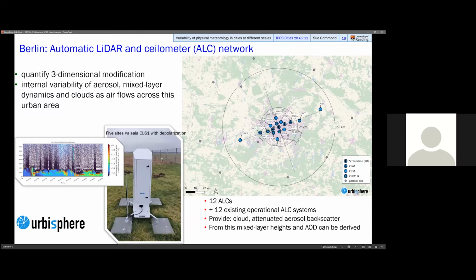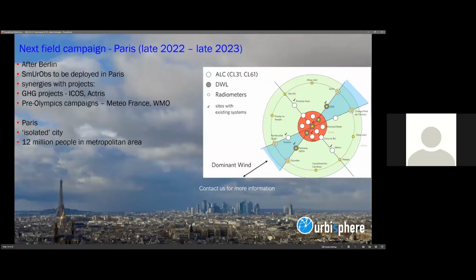We're currently undertaking observations in Berlin as part of the Urbisphere Project. This is being led by Andreas Christen and Daniel Fenner, both from Freiburg. This includes a network of scintillometers, Doppler lidars, and other instruments, including infrared thermometry. And later on this year, the Urbisphere measurements will move to Paris, where there's obviously a lot of CO2 research going on. Again, the work in Paris will be led by Andreas Christen, and the lead PDRA will be Will Morrison.